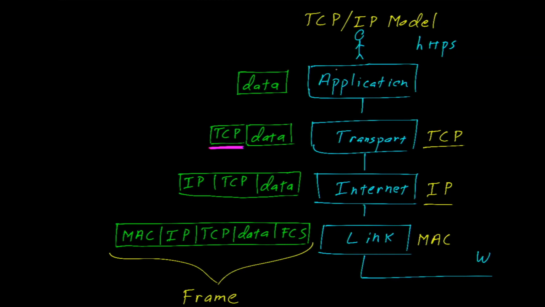All of this is a fancy way of saying that information is added at each layer. The transport layer adds TCP information, which allows it to reassemble things in the correct order. The internet layer adds the IP address, which allows it to get through the field of routers. And the link layer adds the MAC address, which allows it to go from one machine to the next.